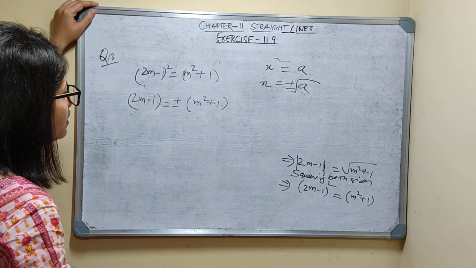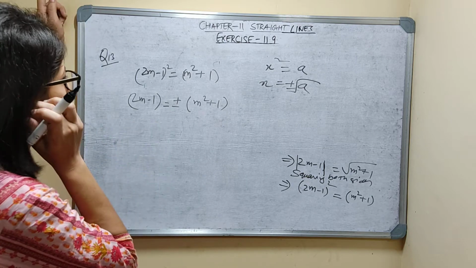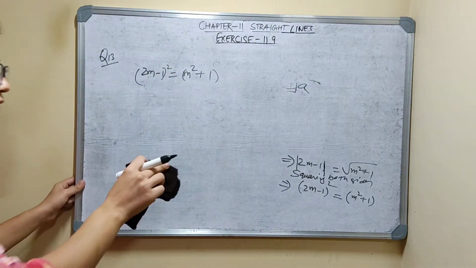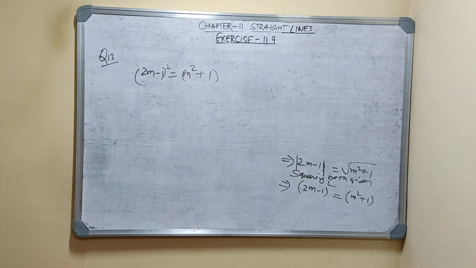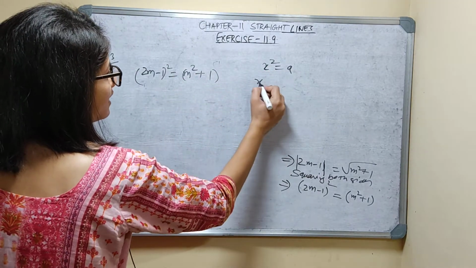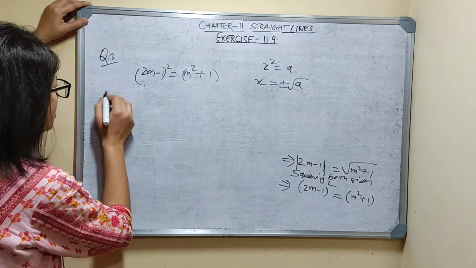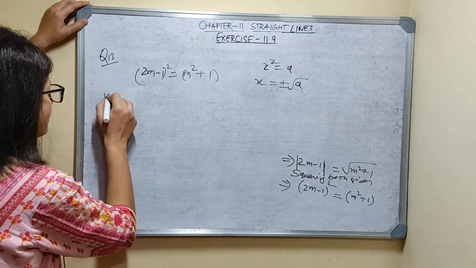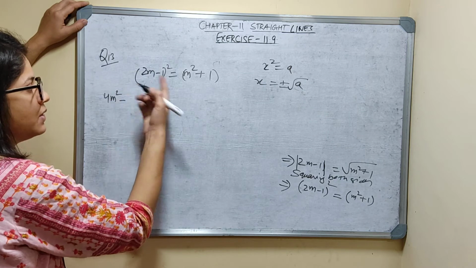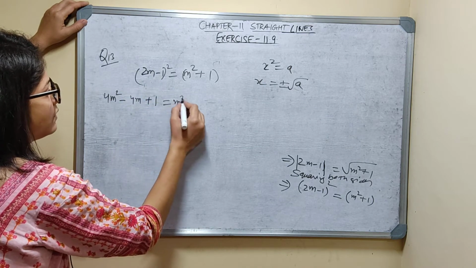Again there will be a problem, so better to solve it like this only. Use (a minus b) whole square: 4m square minus 2 into 2m into 1, plus 1, is equal to m square plus 1.